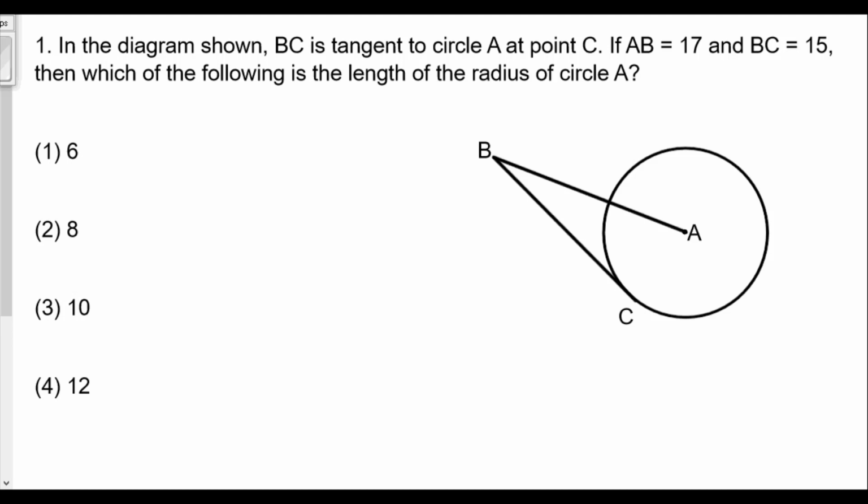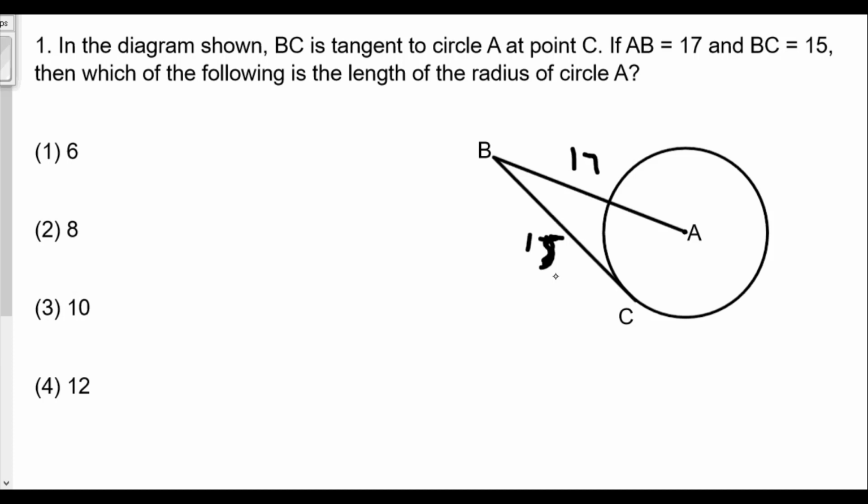In the diagram shown, BC is tangent to circle A at point C. If AB is 17, let's label that then. AB is 17, and then BC is 15. Which of the following is the length of the radius of circle A?